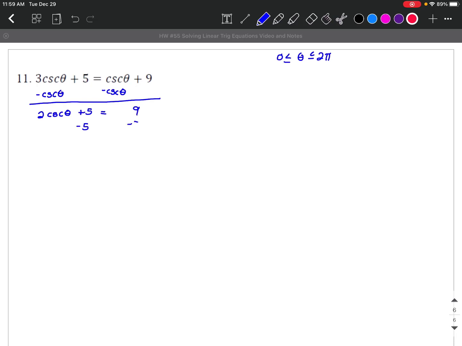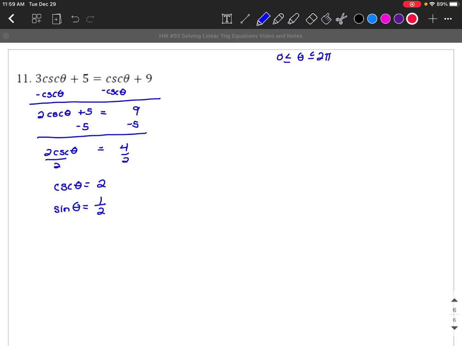We're going to subtract 5 from both sides. 2 cosecant theta equals 4. Divide both sides by 2. Cosecant theta is 2. Now, here's the one step that's different. I don't have all my values for cosecant theta memorized. Do you? No, but I do know that cosecant is the reciprocal of sine. So if cosecant is the reciprocal of sine, and cosecant of theta is 2, that means the sine of theta is the reciprocal of 2 or 1/2.